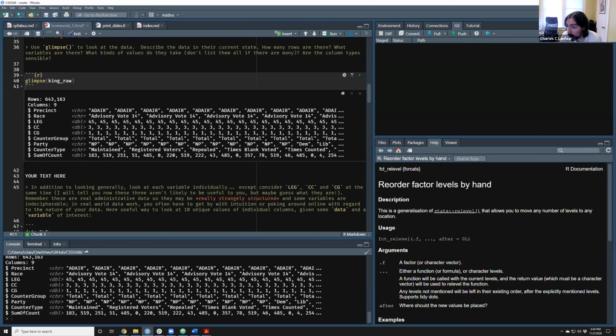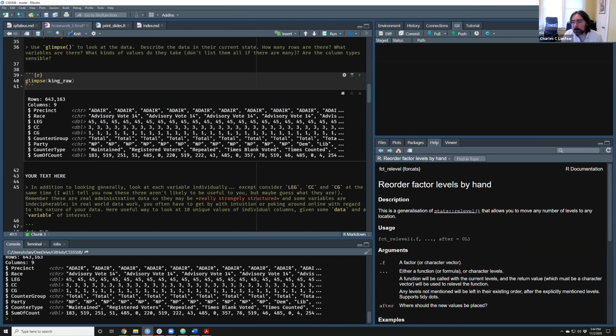Oh, so here's a question. What are the two numbers in rows? Well, there's 643,163 rows. It puts commas there as separators. So we have a column like race, where it says advisory vote 14.